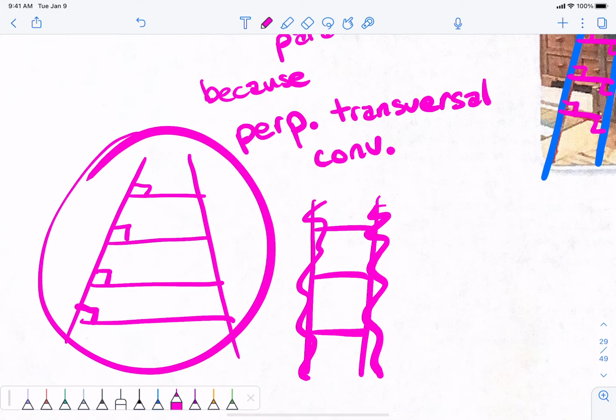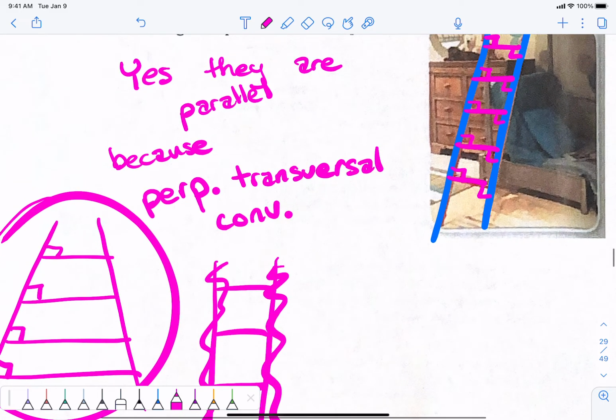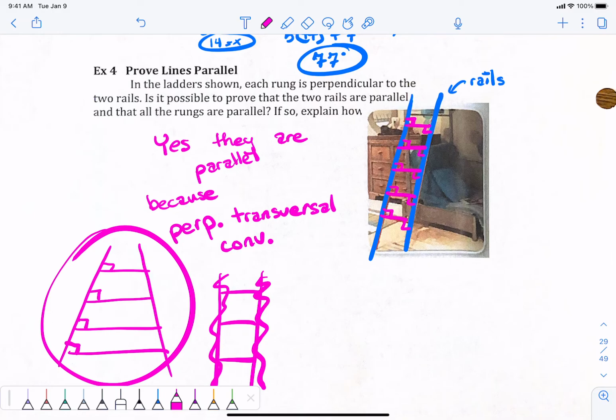Yeah, so I get that. Sometimes they'll do ladders that are wider at the bottom and narrower at the top, or vice versa, whatever. But those wouldn't be perpendicular on the angles where they cross, right? So the perpendicular transversal converse tells me that those two have to be parallel, which makes sense, right? That's it. That's all I have.